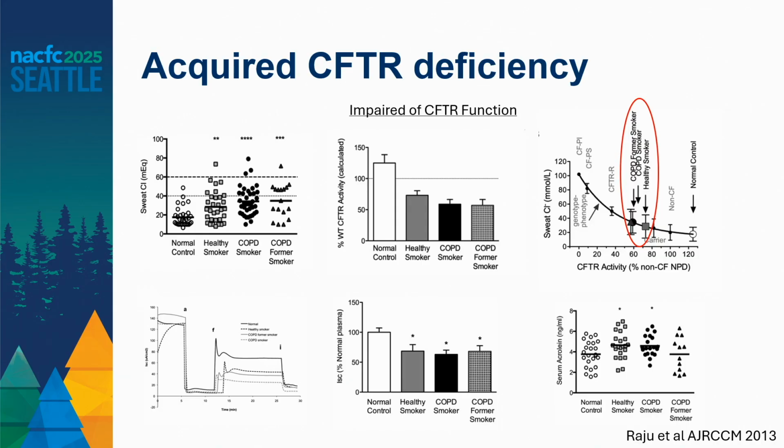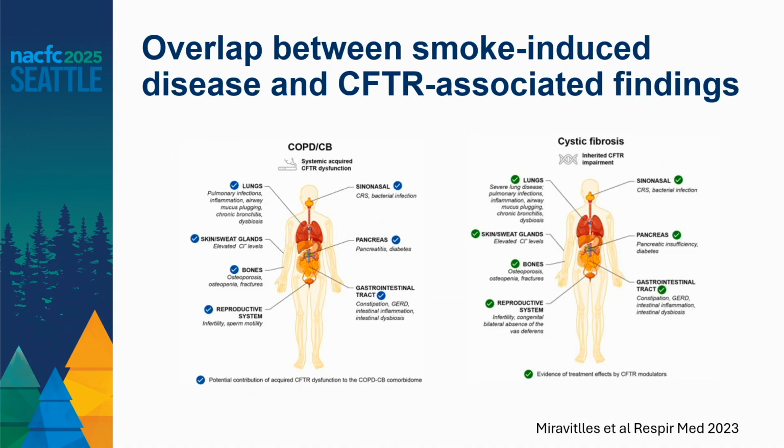And then as the sweat gland is distal to the lungs, they hypothesized that there was a circulating modulator there. So they applied plasma to HBEs and found a similar reduction in CFTR function. And then investigating that further, saw that acrolein was their hypothesized mediator of that. These observations really bring up the consideration that in addition to COPD being like CF, smoke exposure may cause a systemic acquired CFTR deficiency.